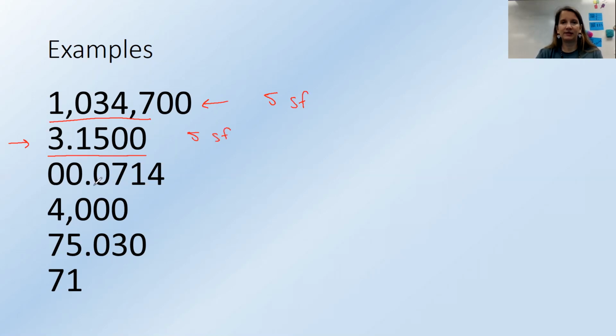The next example has a decimal point, so I start counting from the left. I go to my first non-zero, start counting, keep counting. So I have 3 sig figs here. Here, there's no decimal point, so I start counting from the right side. I have 1 sig fig here. A decimal point means I start counting from the left. I have 5 sig figs. And then my last example, no decimal point, I start counting from the right, and I have 2 sig figs.